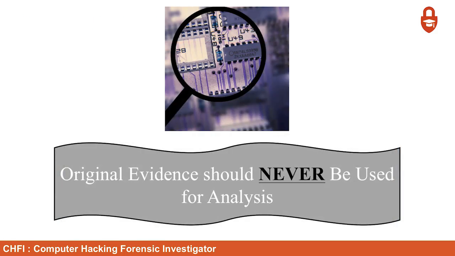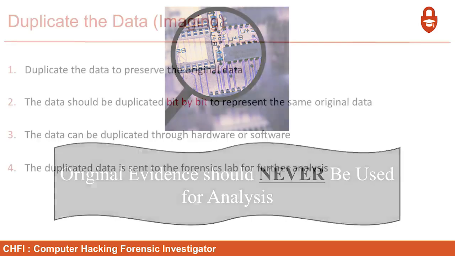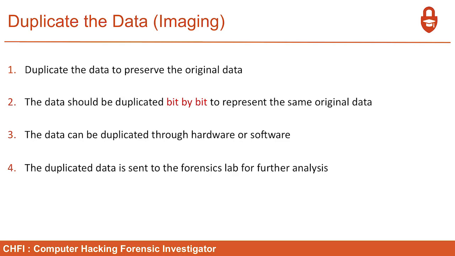Next is acquire the data. Once you have acquired the evidence, you need to acquire the data from there. Original evidence should never be used for analysis. Never work on the original evidence. Always make a copy of it. Duplicating the data is called imaging. So duplicate the data to preserve the original data.